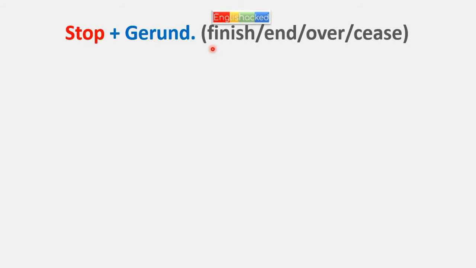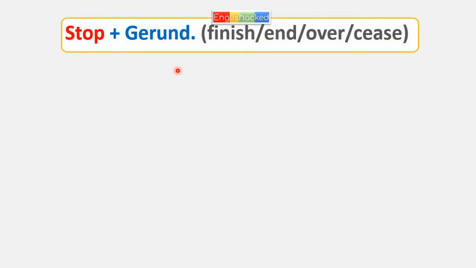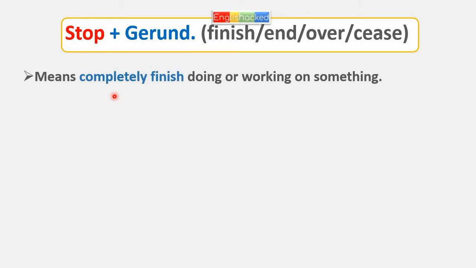What do they mean when I say stop smoking, stop drinking? It means to finish or to end something. It's over, it's finished, it has ceased to exist. It means completely finish. You completely finish doing something. You no longer do that thing. That's when we use stop and the gerund.